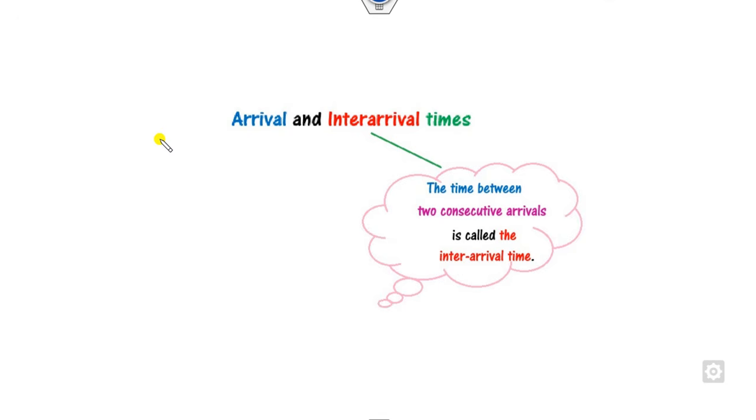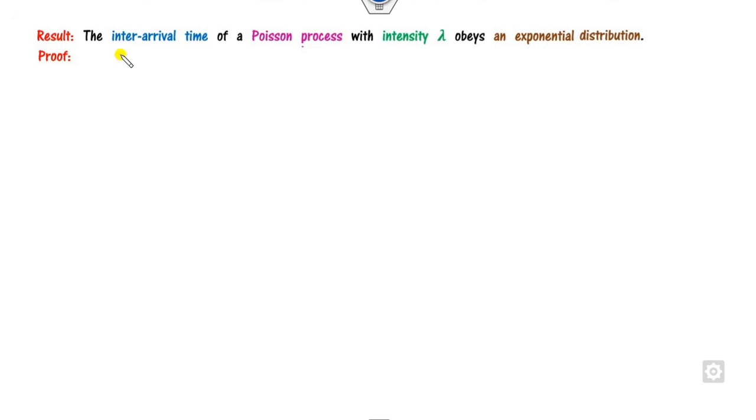Now another concept is the arrival and the inter-arrival. What is the inter-arrival? The time between two consecutive arrivals. Means if the first arrival is occurring at the time t1, second arrival is at my t2, then the time interval in between them, that is t2 minus t1, is called the inter-arrival time. What is the property of the inter-arrival time? If you have the Poisson process with the intensity rate lambda, then inter-arrival times follow the exponential distribution. That's very simple.